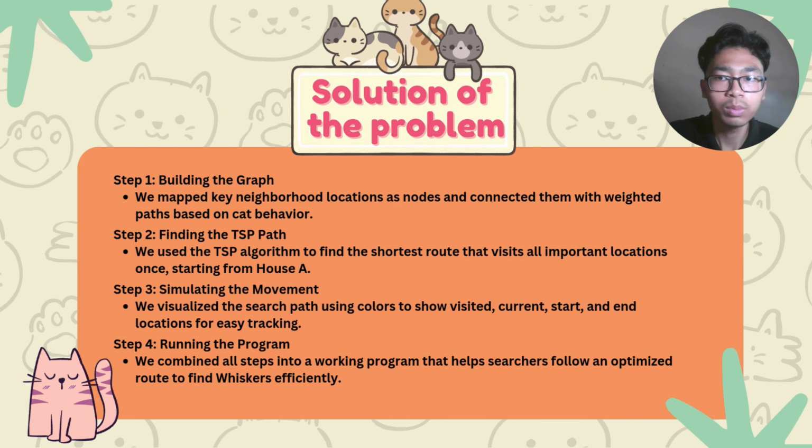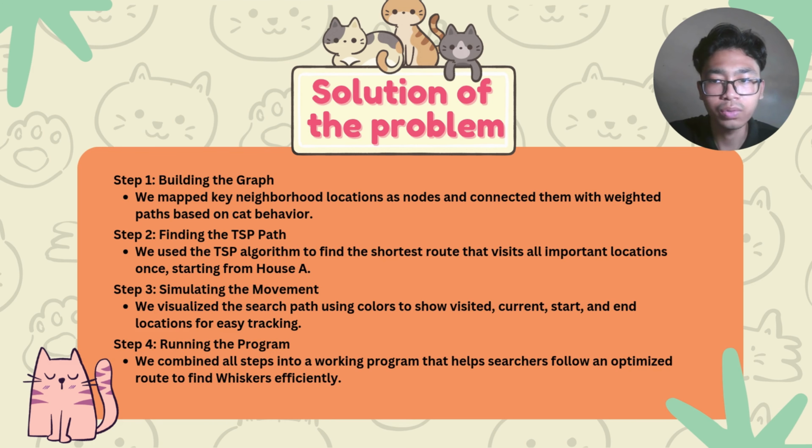Next, to solve the problem, we use a smart computer approach called the traveling salesman problem. First, we build a graph that represents the neighborhood. Each location, like houses, alleys, or trees, becomes a point and we connect them based on how likely a cat would pass through, using weights. Then we apply the TSP algorithm to find the shortest path that visits every important location once, starting from house A. This helps reduce wasted time and ensures no spot is missed.